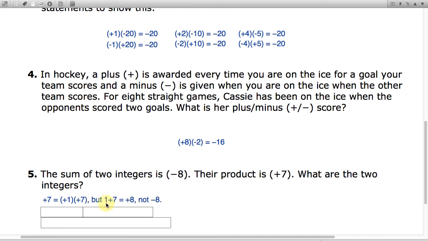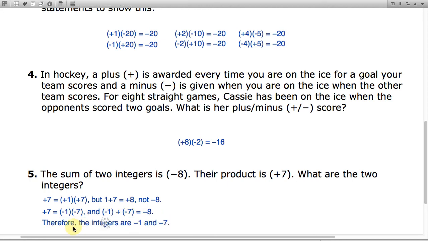Yeah, but +1 plus +7 is +8, not -8, which is what we're looking for. So you can also get +7 by doing -1 times -7. And note that in this case, -1 plus -7 does add to -8, which is what we're looking for. So that means that the integers that we're looking for are -1 and -7.